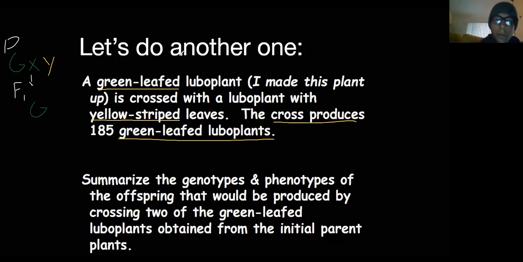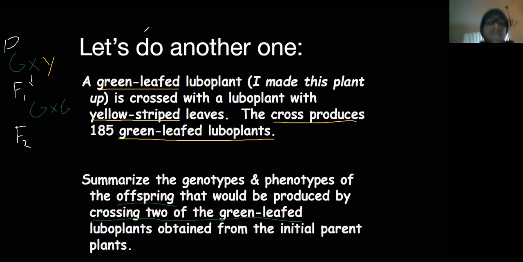Now we want to know, what if we took those offspring, those F1 generation, and crossed them with each other? So now let's say we cross this green with this same F1 generation. What do we expect for our genotypes and phenotypes in our F2 generation?